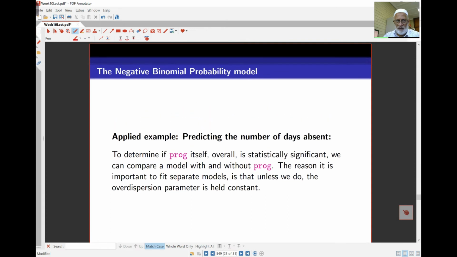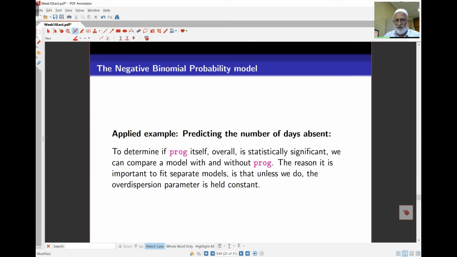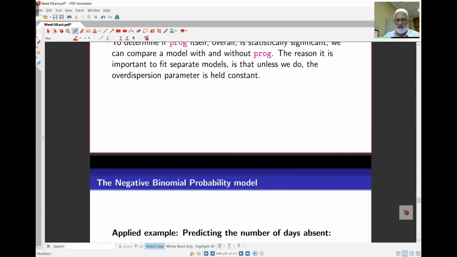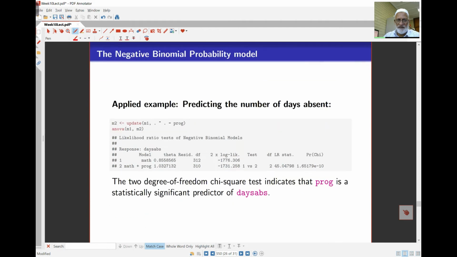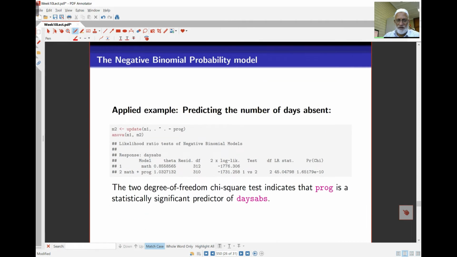So to determine whether the program itself is significant, we can compare the model with and without program here, and of course this will be the usual stuff we saw earlier, the deviance test. At the moment we see by the Wald test that the program is significant, but if you wish to test it, you can actually fit without the program. We've got an updated model here, M2, and I've got this likelihood ratio test, which is the anova test, as we saw earlier. It gives you both the first model, which was M1 with maths and a program, and the second, which is just maths.